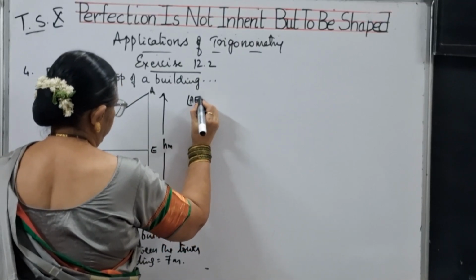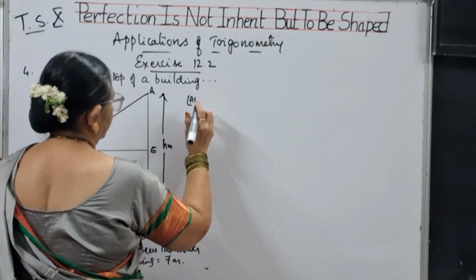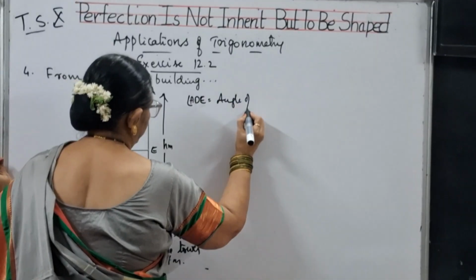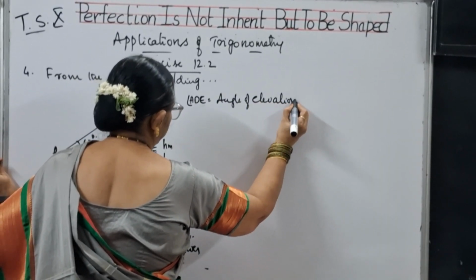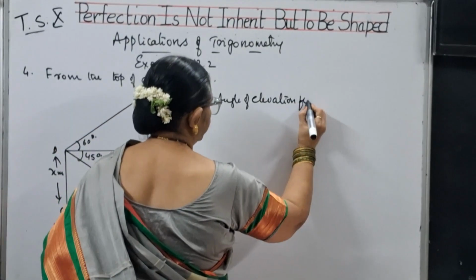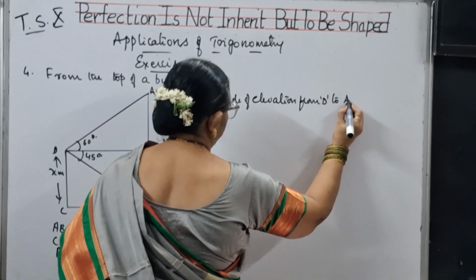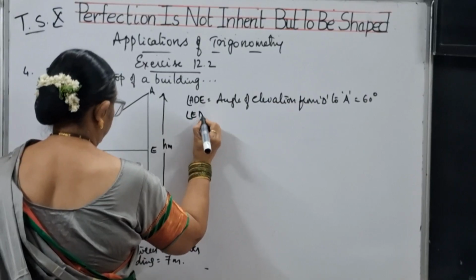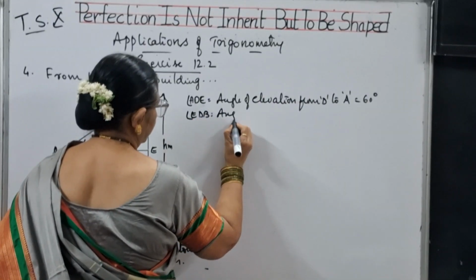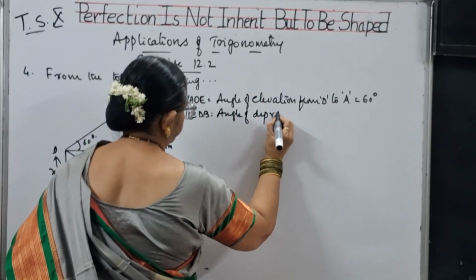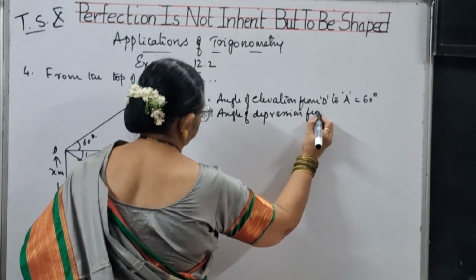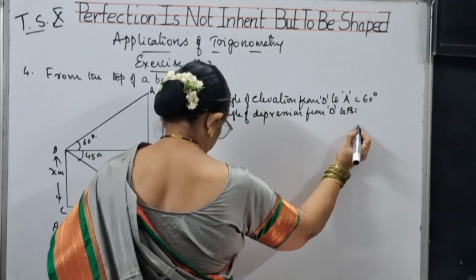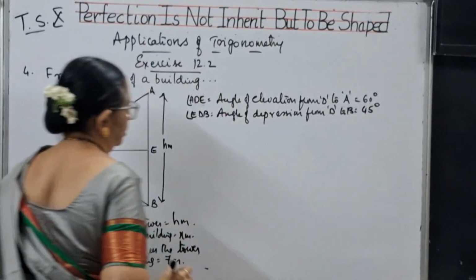And then angle ADE is angle of elevation from D to A, 60 degrees, and angle EDB, that is angle of depression from D to B, that is equal to 45 degrees.